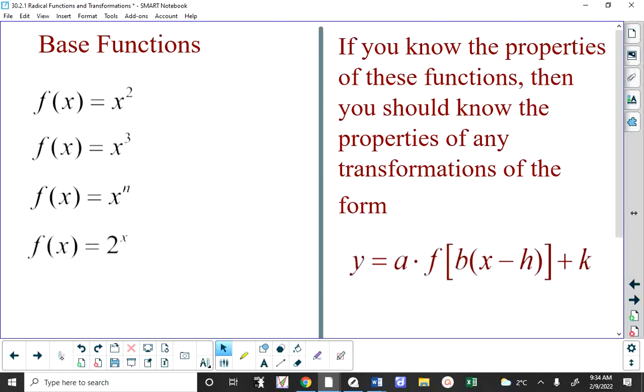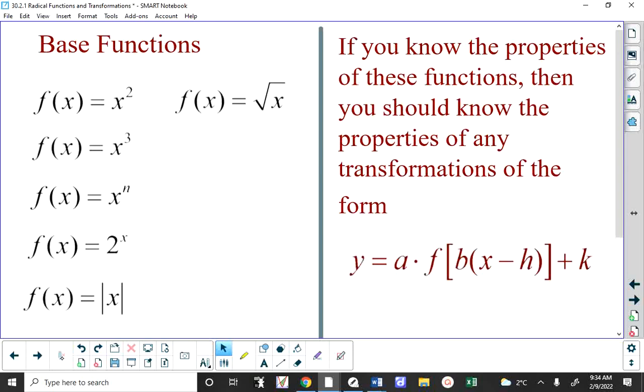2 to the x is an exponential function that we will learn about. Absolute value of x is already a graph whose visual you should have in your head. It has a vertex at the origin, it opens up, but it consists of 2 straight lines, making a V. The slope of the right-hand line is 1, the slope of the left-hand line is negative 1. And there are all these functions. One of them is root x.